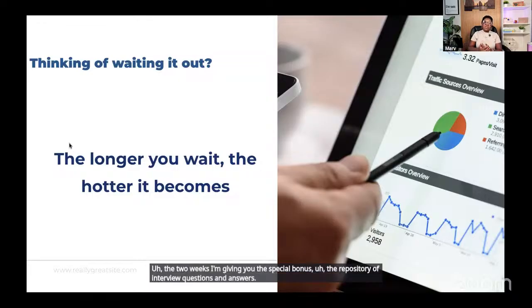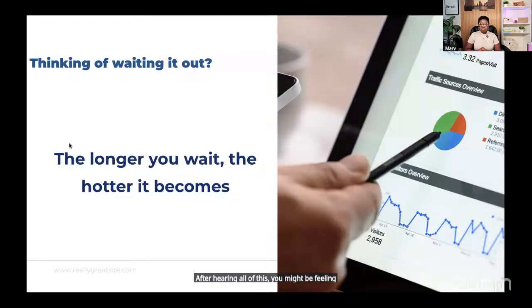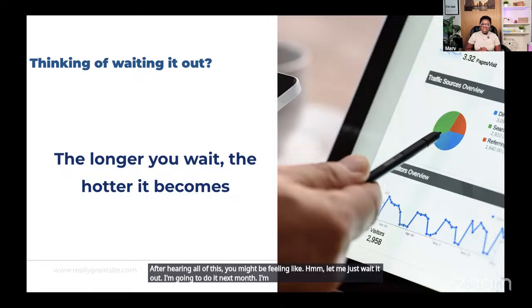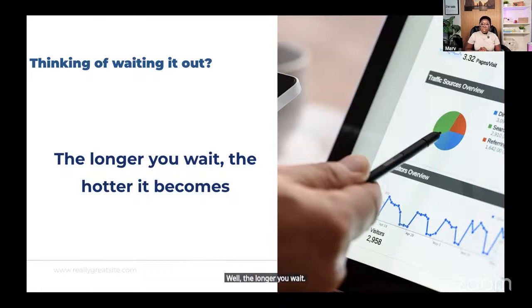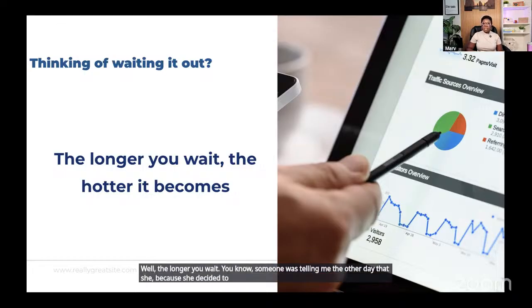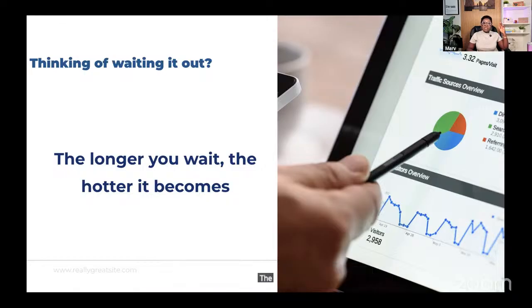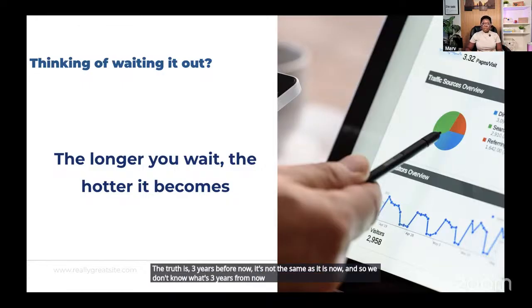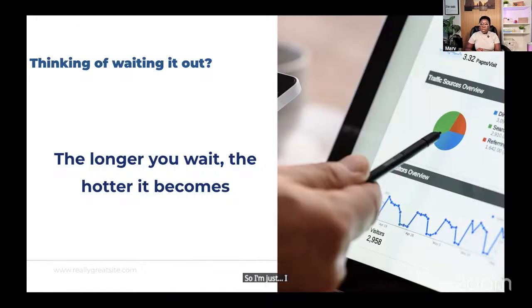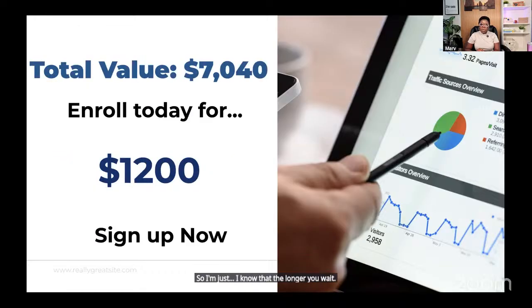After hearing all of this, you might be feeling like, let me just wait it out. I'm going to do it next month. I'm going to do it next year. Well, the longer you wait, someone was telling me the other day that because she decided to wait a few more years, the truth is 3 years before now is not the same as it is now. And so we don't know what 3 years from now is going to look like. So I know that the longer you wait, sometimes the harder it becomes.